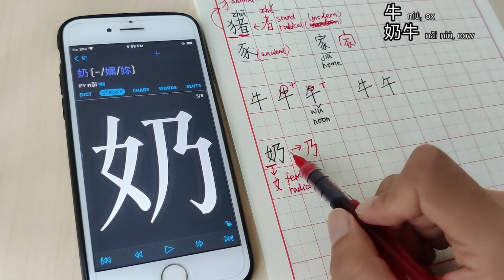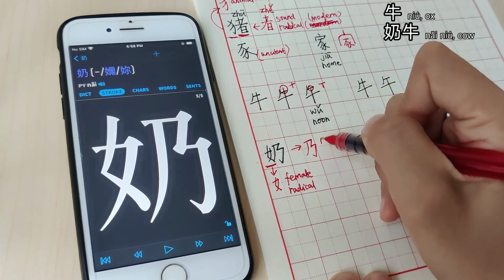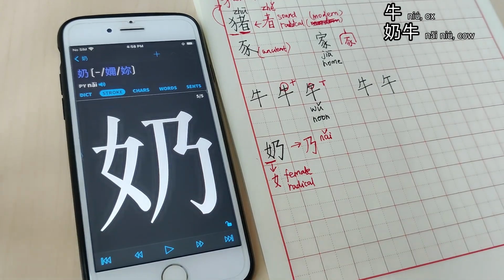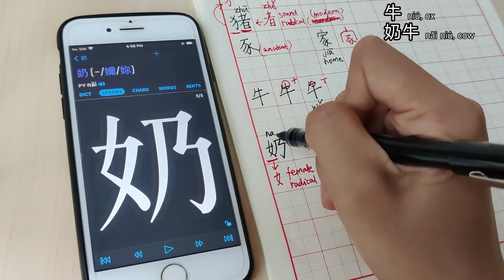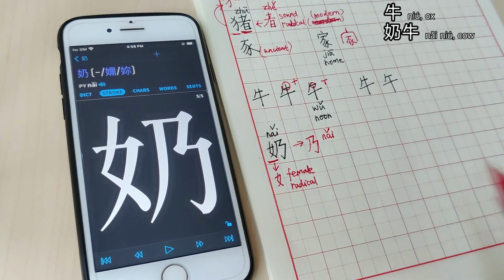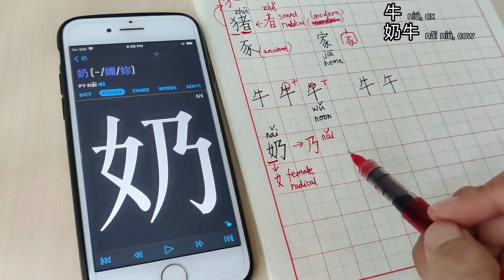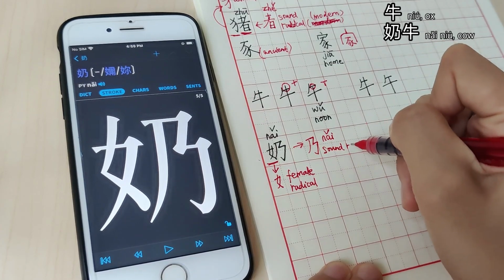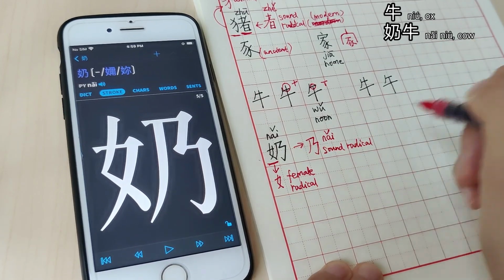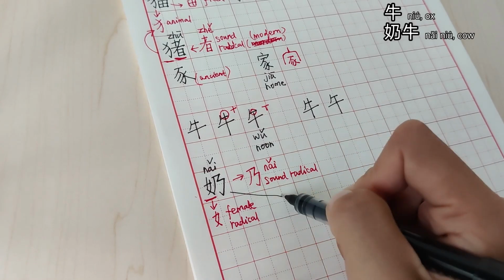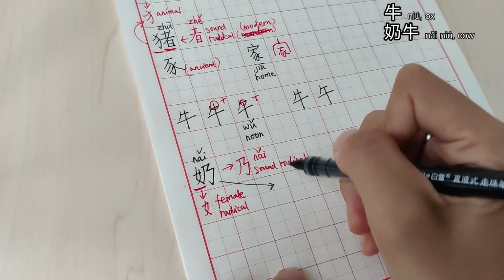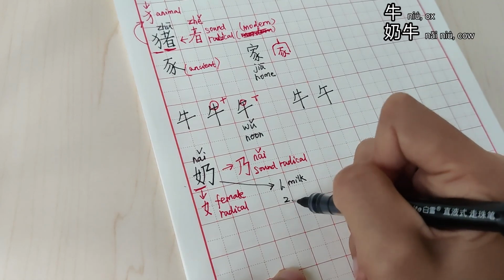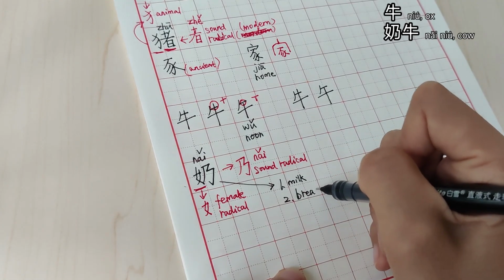And on the right part is this one. This is 奶. Oh, right. So this is 奶 too. So it brings the sound to the 奶. So obviously this is the sound radical. The 奶 itself could mean milk, and also it means breast.